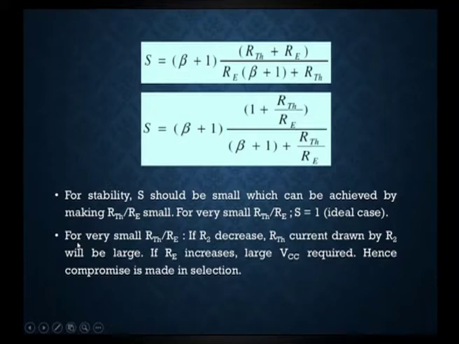Another thing is, for very small RTH divided by RE, if R2 decreases, the Thevenin current drawn by R2 will be large. So, if RE increases, a large VCC, that is supply, is required, hence a compromise is made in selection. We need to compromise in selecting the resistor values R1 and R2, so that we can fix this ratio RTH divided by RE, which has to be low. If this value is as small as possible, then we can get a low stability factor.